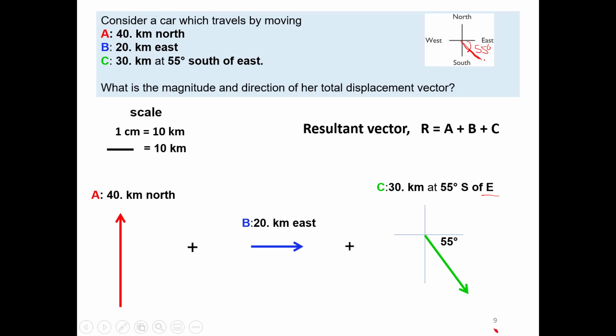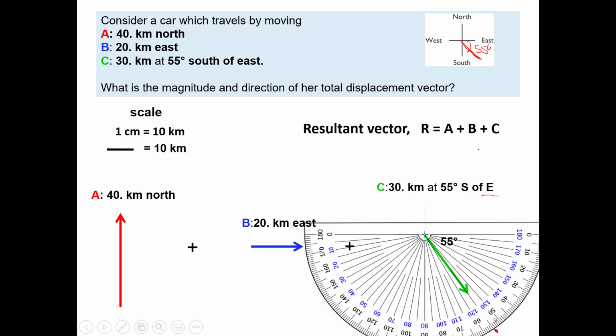To do that, we will use the protractor. Then here is the protractor. You see, because we want to start measuring from east, the 0 must coincide with the east cardinal point. You have to be careful, because this is the 0, we will use the external scale. And we will measure 55. Then you will make a mark here to indicate this is the direction you want. Yes, this is the 55 where you want to draw the vector. And you count, this is 55.